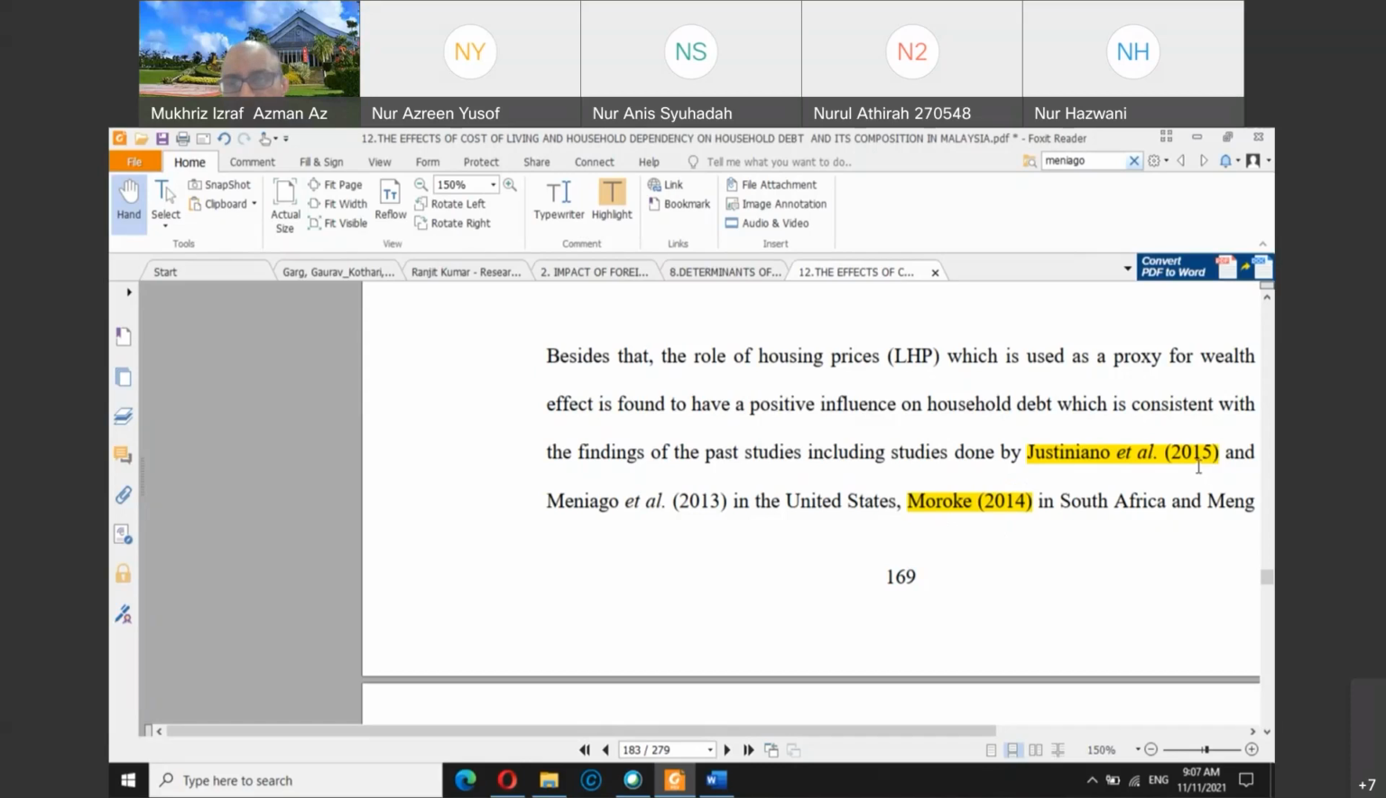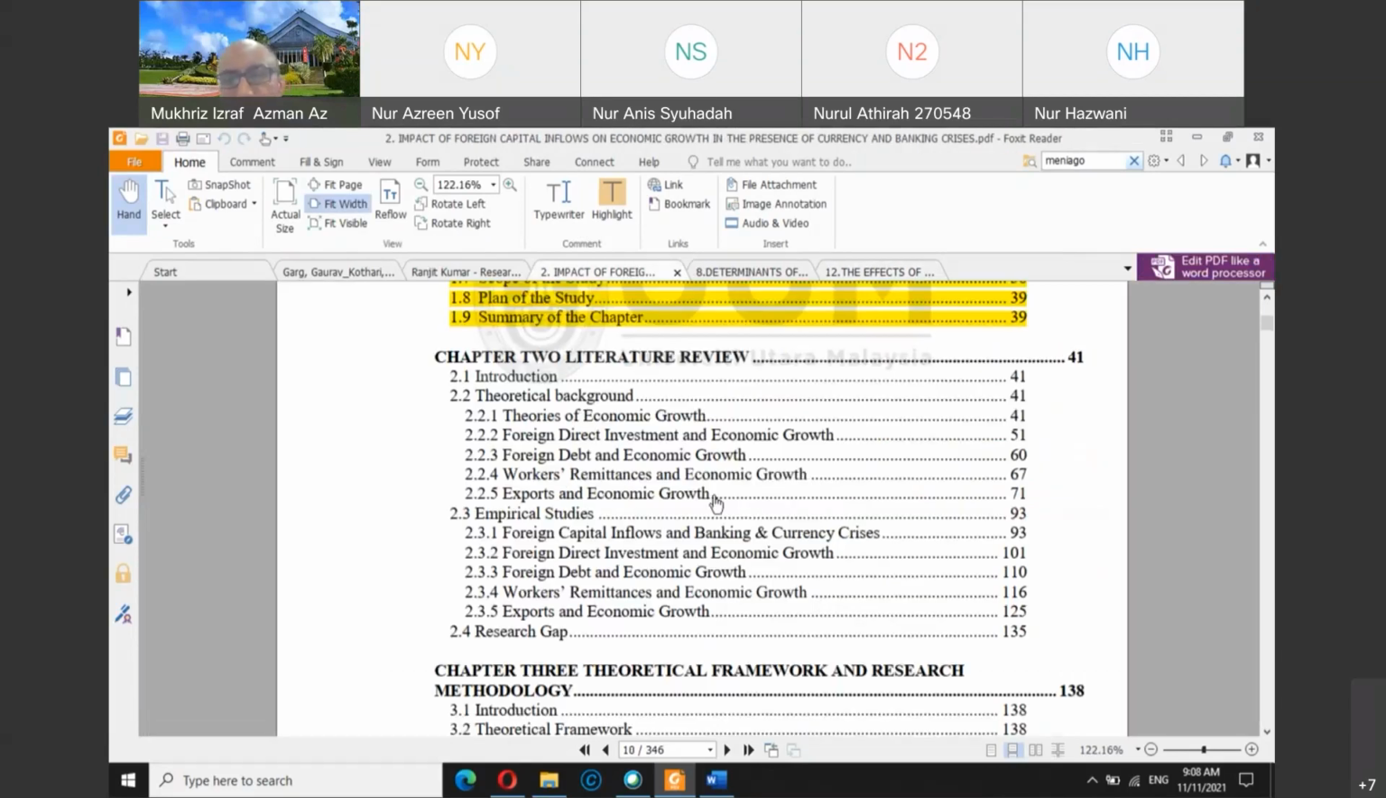So that is the second way you refer to an article, whether in your introduction. Remember that in your introduction you can also start referring to articles, not only in chapter 2. But in chapter 2 you have more pages that you can allocate to discuss the articles.